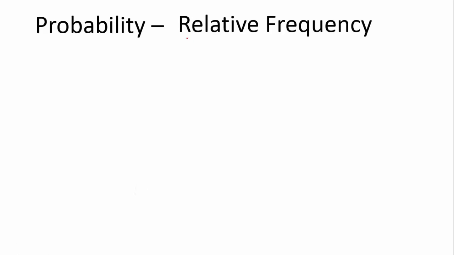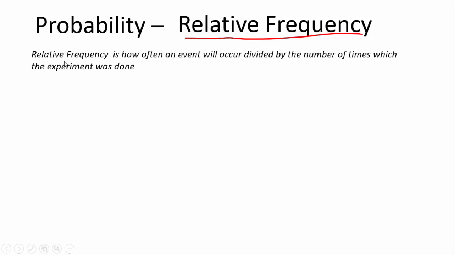Now let's look at relative frequency, what this video is about. Right now, relative frequency is how often an event will occur, so how often it will happen, divided by the number of times which the experiment was done. What an experiment means, we had to do it. So relative frequency is not a theoretical thing. It's not a thing that we're guessing. It's something that we've recorded in hindsight. Only afterwards we've calculated the relative frequency. Okay, make sure you understand that.